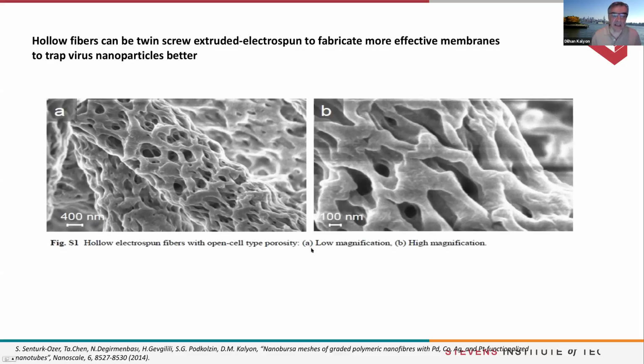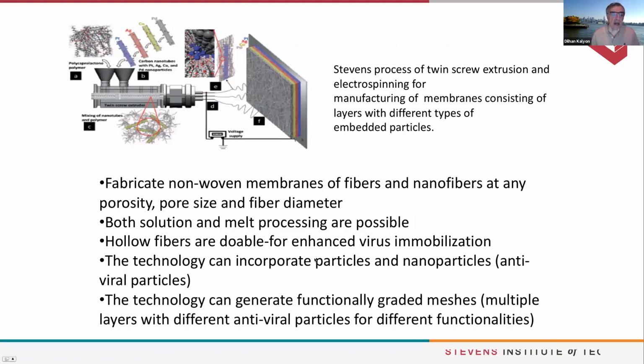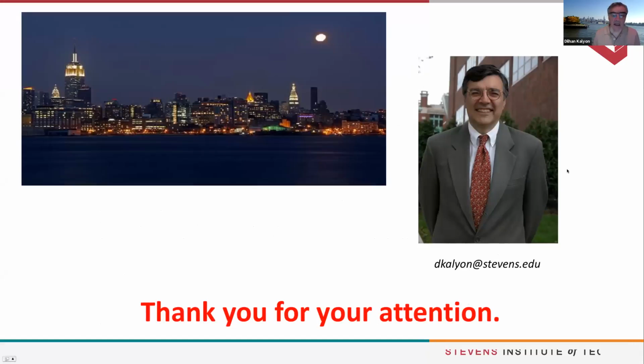So let me finish off by indicating that we have some very interesting technology which competes directly with this melt blowing process, and we have advantages because we can manipulate fiber sizes very easily. We can do solution and melts, one or the other, we can do hollow fibers, and we can incorporate particles and nanoparticles. We can disperse them very well also, and we can do functionally graded meshes, different layers containing different types of antiviral particles. So with that, I thank you for your attention.